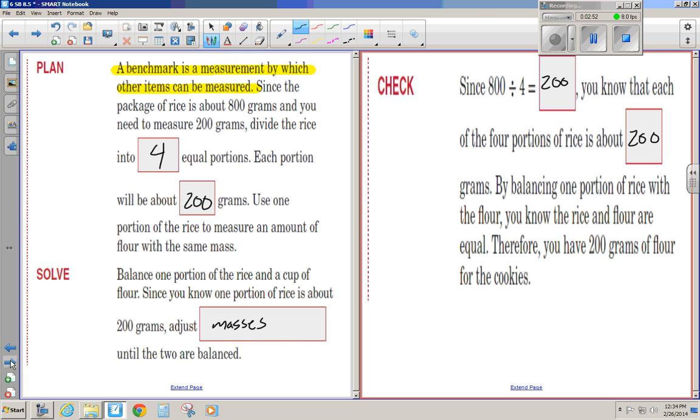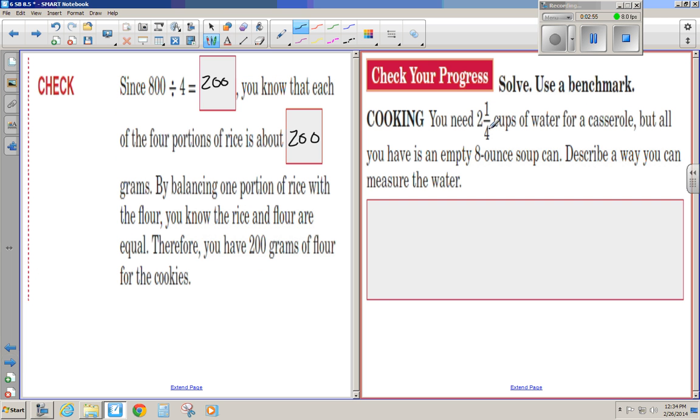So you can look at those pieces. So take a look here. You need 2 1/4 cups of water for a casserole, but all you have is an empty 8-ounce soup can. Well, what you need to look at first, we need to describe how to measure this. Right now, cups and ounces, they're not equal. You have to know the conversion between them. So 1 cup is equal to 8 ounces. So that means all we have is an empty 8-ounce soup can. That means we have a 1 cup soup can.